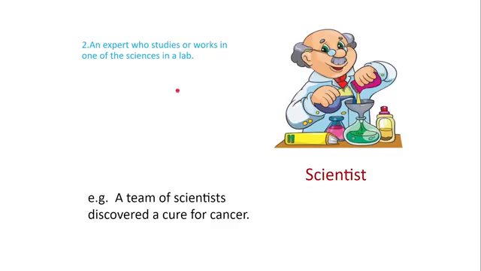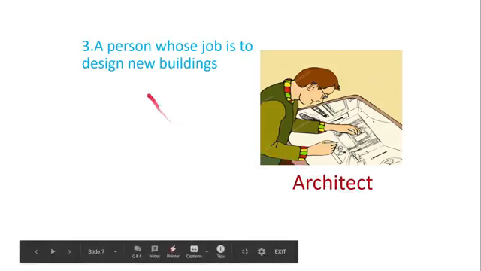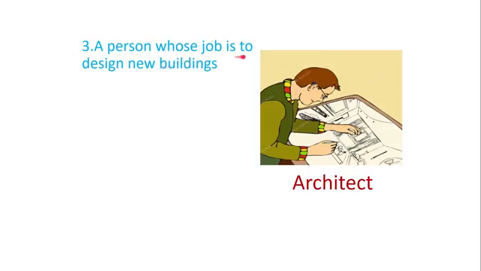Number 3, a person whose job is to design new buildings. Can you guess the word? Super. It's an architect. So architect is a person whose job is to design new buildings.